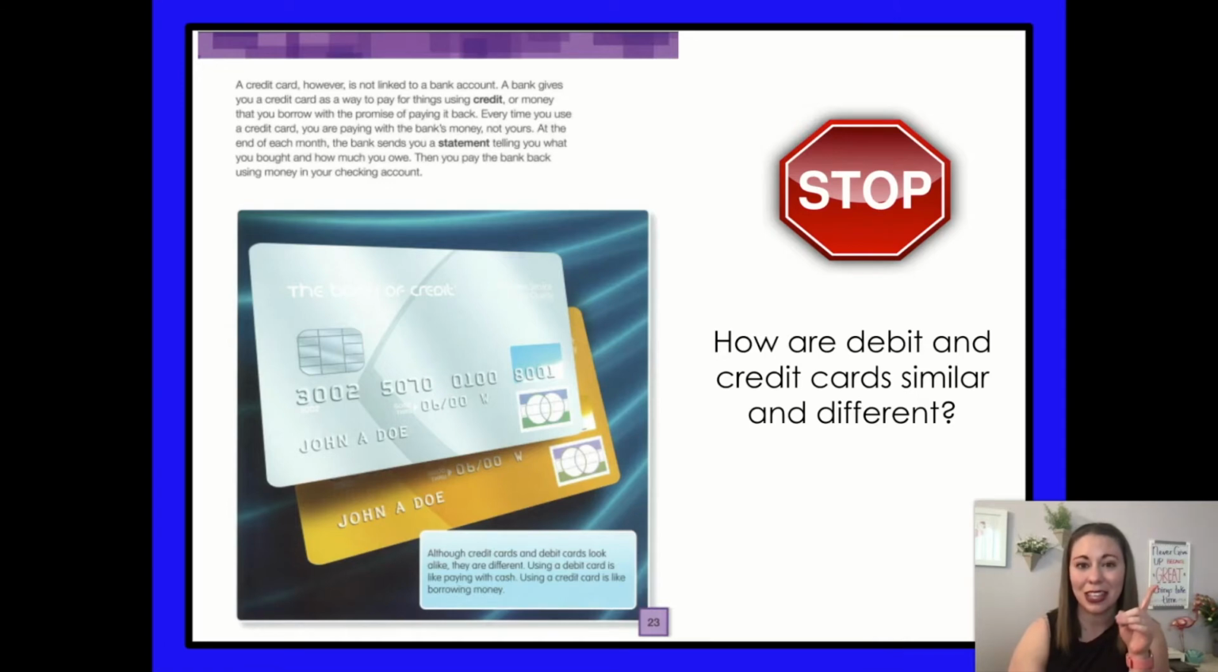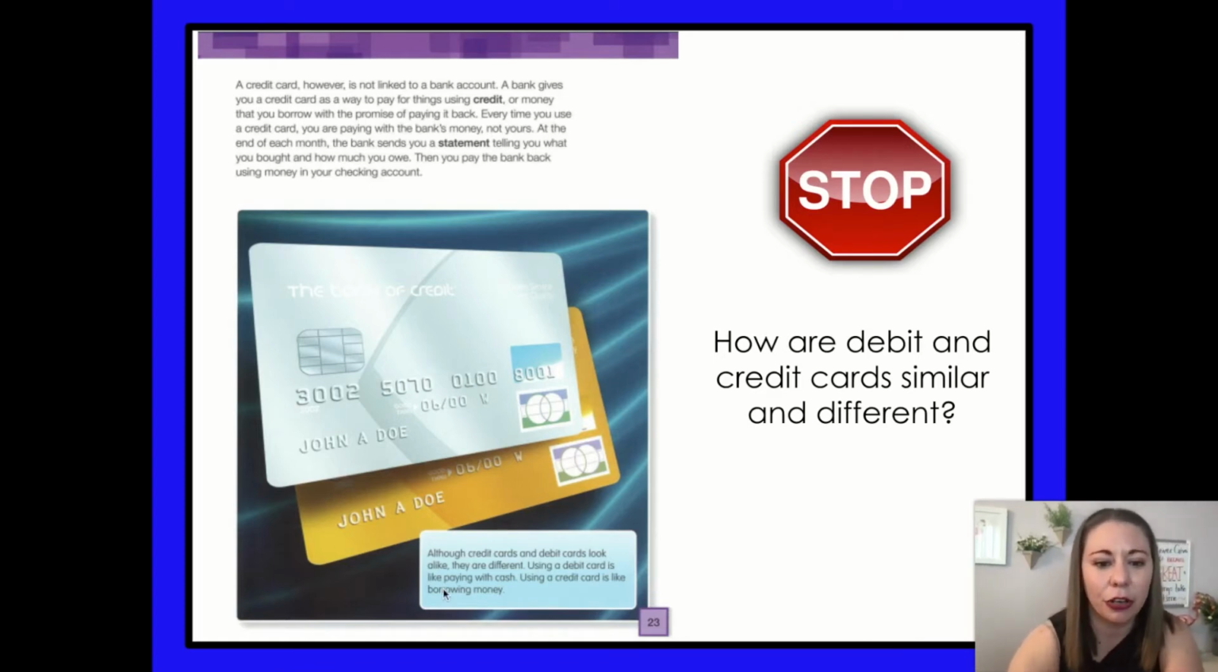Yeah, well, they look the same. They both have magnetic strips and they both help you buy things, right? But they're different in that with debit cards, you have to have the money right then because it's attached to your checking account, so it takes money right out of your bank account. Whereas a credit card, you're borrowing the money and you have to pay it back later. So that's a way that they are different.